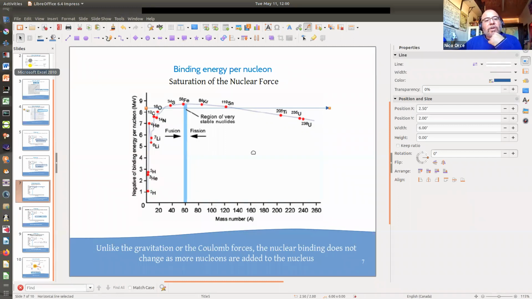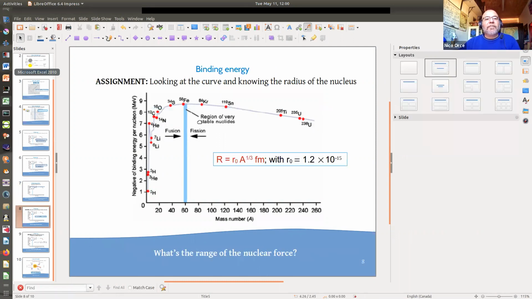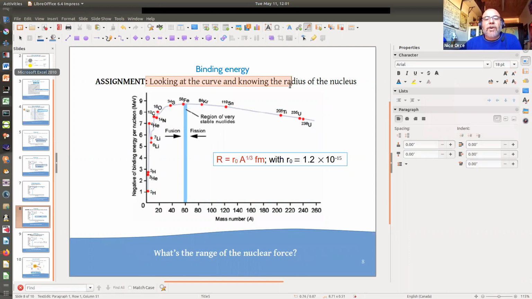So this property is very important for us to understand how things happen in nuclei. And I have another assignment here, which is asking you, looking at the curve and knowing the radius of the nucleus, given by this formula as we know from before.